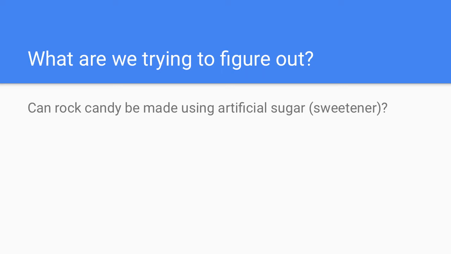All right, guys, we have reached the end of this part of the unit. So remember, we have been trying to figure out the rock candy phenomena. Our big question is, can rock candy be made using artificial sugar, or it's sometimes called sweetener?